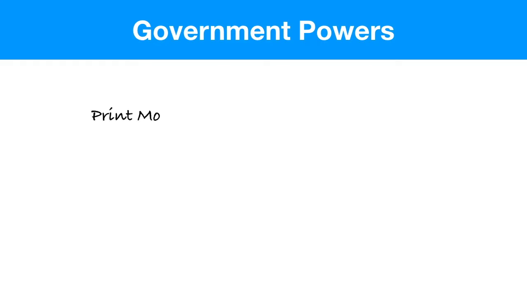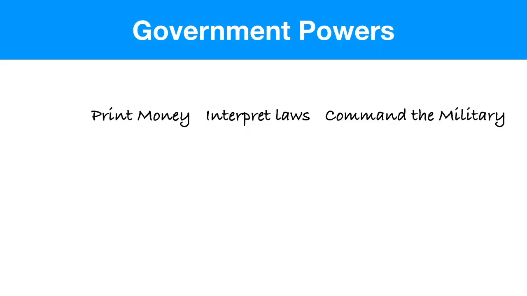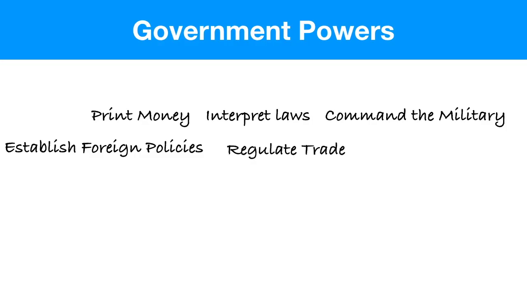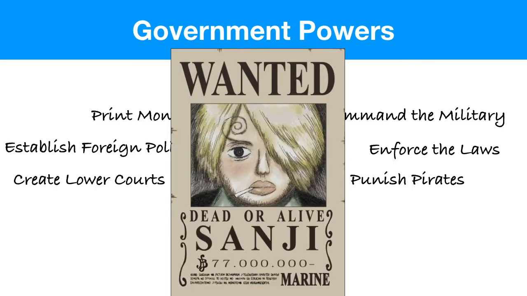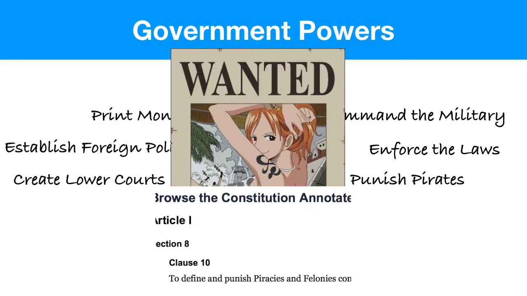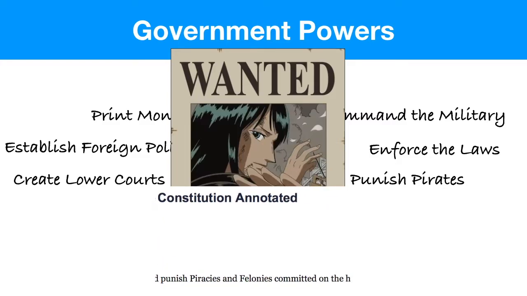To visualize this, we can make a list of what the government can actually do. Not everything, but a few things. So, they can print money. They can interpret laws, command the military, establish foreign policies, regulate trade, enforce the laws, create lower courts, appoint diplomats, and punish pirates. Wait, what? Yeah, no, that's real. That's legitimately in the Constitution of the United States. They had the power to punish pirates.